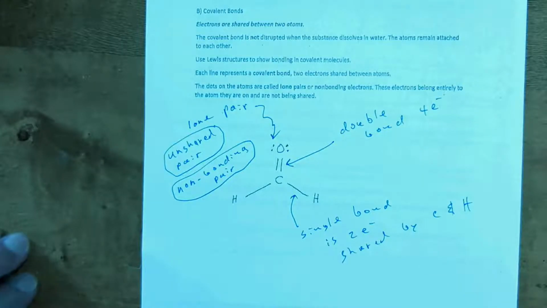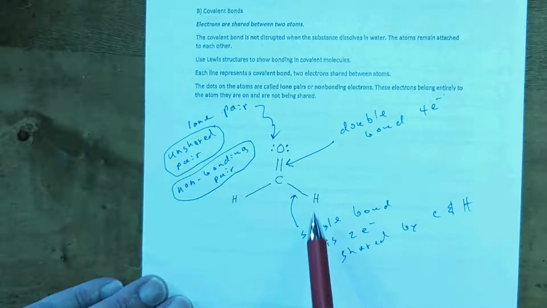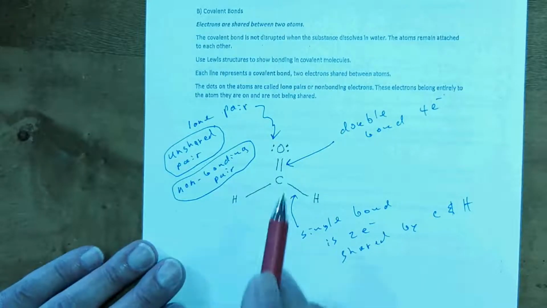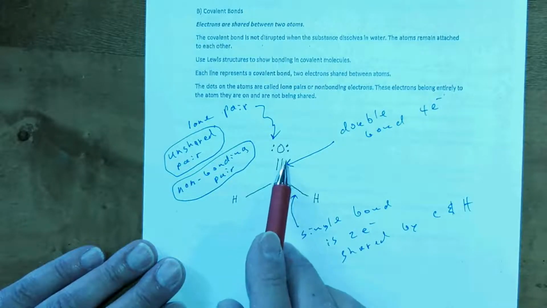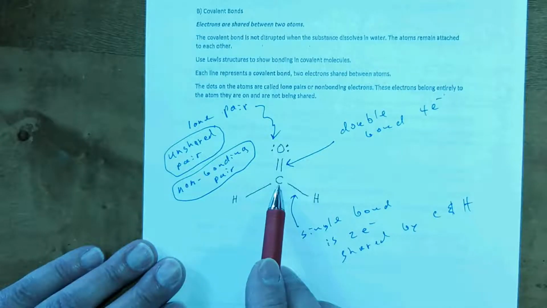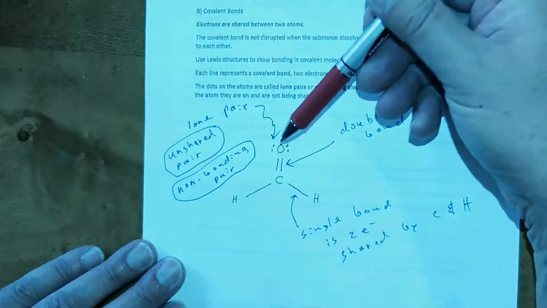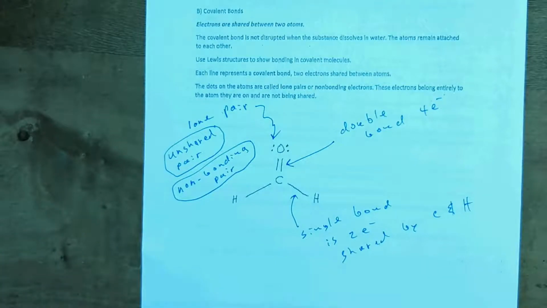One element that never satisfies the octet rule is hydrogen. Hydrogen only ever gets 2 electrons rather than 8. Also, another thing to note here, you may have noticed that these electrons in the middle here in the double bond, they got counted twice. So these 4 electrons are counted by the carbon atom. These 4 electrons are also counted by the oxygen atom. They're sharing those electrons, so both of them get to count them.